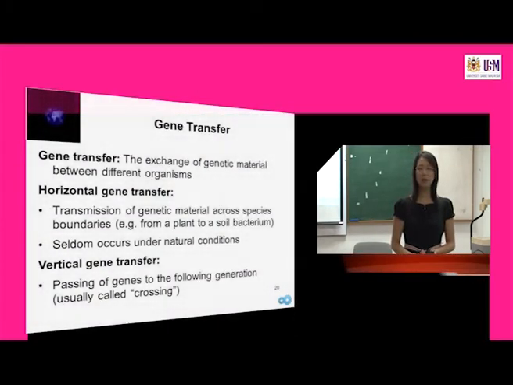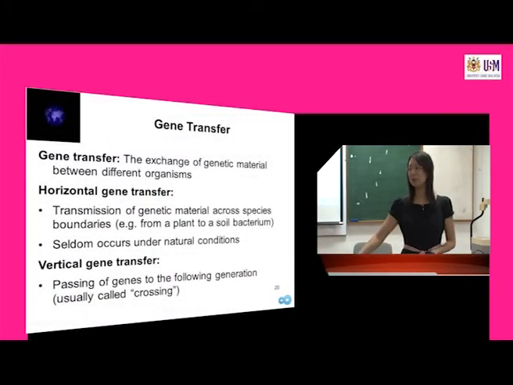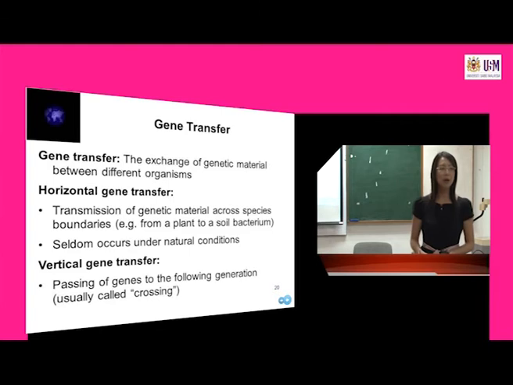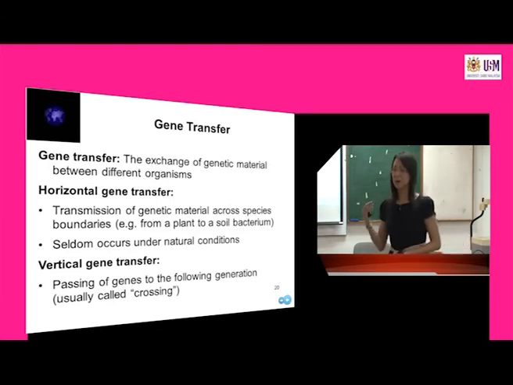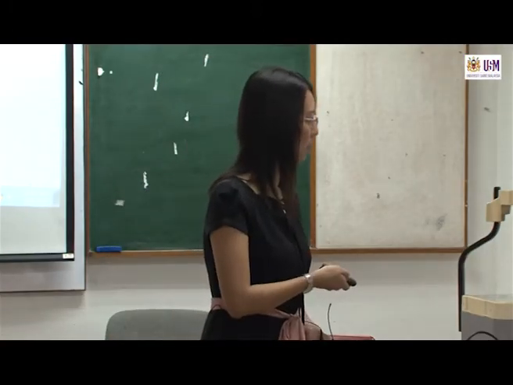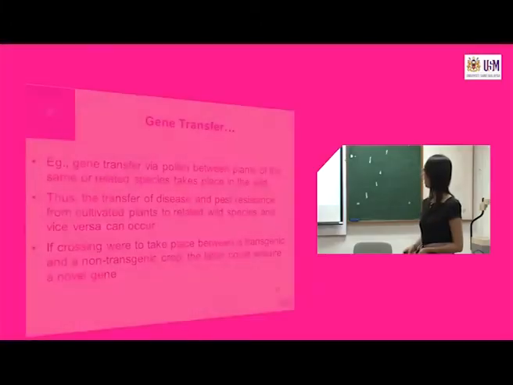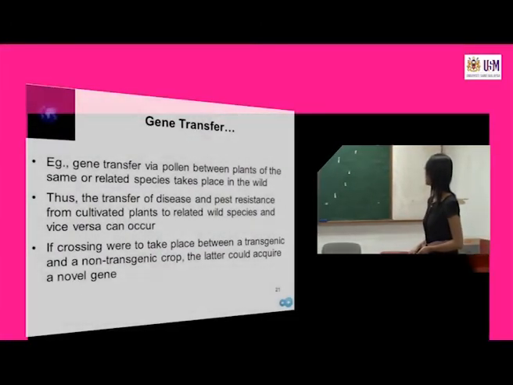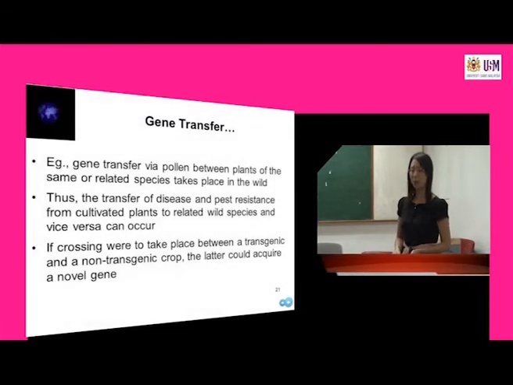So genes are transferred not by bacteria producing offspring and passing that gene to its offspring, but by passing a certain gene to its neighbor, the bacteria that's surrounding it. Okay, so that's horizontal gene transfer. So I hope that you would be conscious about these two gene transfer mechanisms. Now, genes can also be transferred by pollen between plants of the same or related species in the wild.